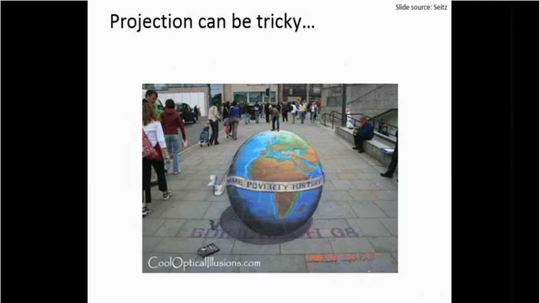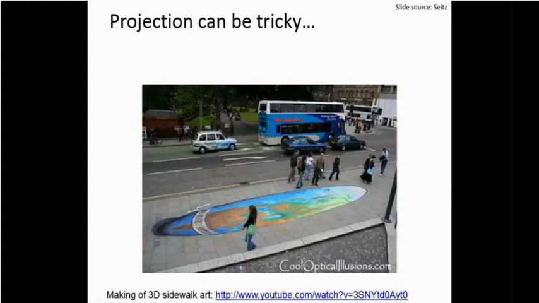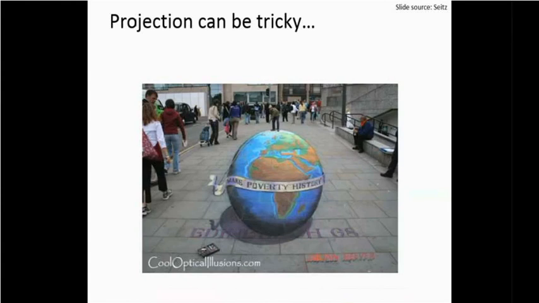So projection can be really tricky, and there are a lot of illustrations of that. This one is a sidewalk drawing artist who makes drawings that, from a certain perspective, look 3D, while he's actually just drawing on the sidewalk. So here, this drawing looked at from this perspective looks flat, which it is. And from this perspective, it looks like he's standing on a 3D globe and he's got 3D letters and so on.